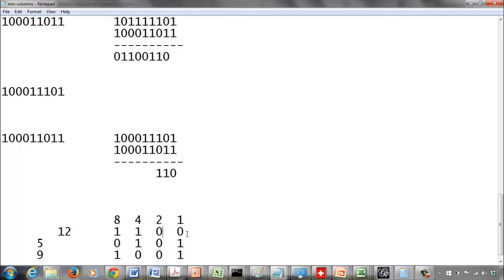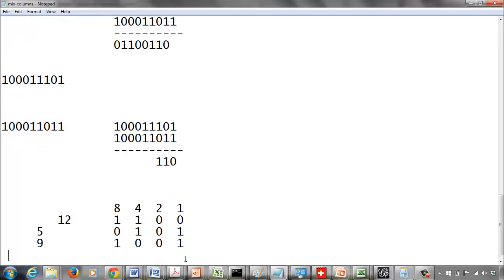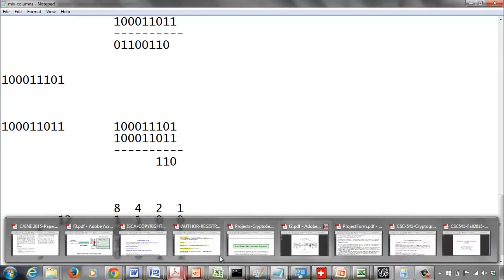So 12 is 1, 1, 0, 0, whereas 5, I cannot accommodate 8, so I put a 0, but 4 I can accommodate within 5, so I put a 1. I cannot accommodate 2, the remaining is 1, so it is 0, and then the remaining is 1. For 9, I can put a 1 here for 8 because 8 is less than 9, and the remaining is 1, so I cannot put a 1 for 4 or 2, so I put 0, 0, and that is 1. Same thing with 3: I cannot put a 1 for 8 because 8 is greater than 3, so I put a 0. Similarly for 4, I cannot put a 1 because 4 is greater than 3, so I put a 0. Then we account for 2 and the remaining is 1, so I put a 1 here. So that's how I convert from decimal to binary.